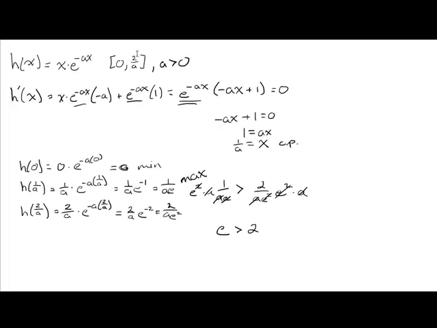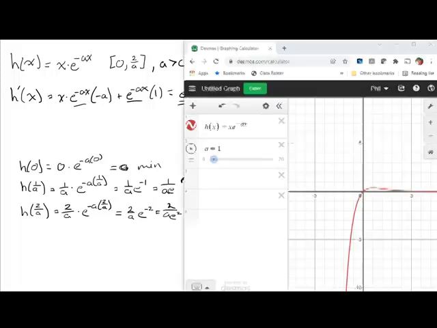Now, let's make sense of this graphically and see what's going on. So let's take a look at the graph. And what we can see is when a equals 1, we have a max right there at about 1. X equals 1, excuse me, which makes sense because if a is 1, we have 1 over 1.